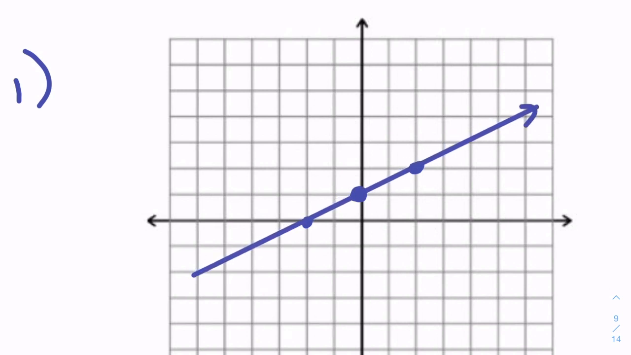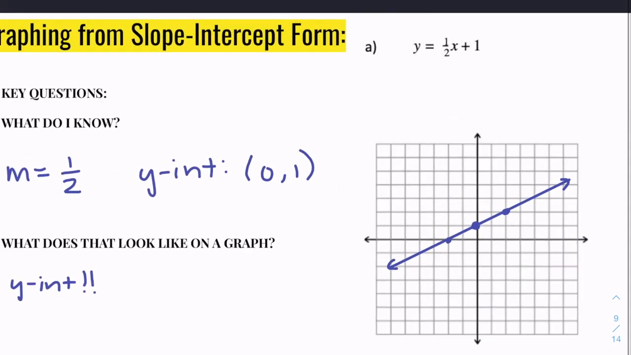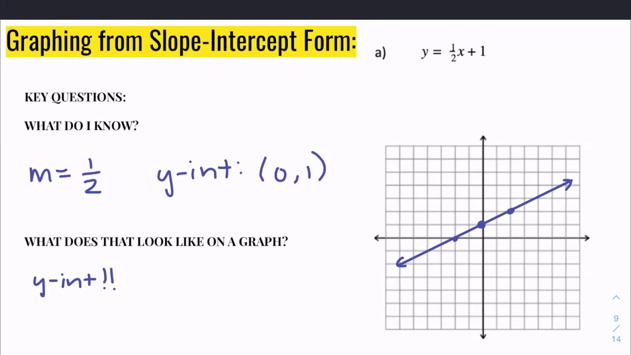And that's it, guys. You're rocking. You need your y-intercept and your slope. Again, if you do your y-intercept first and your slope second, then it's really just a matter of practicing putting your slope on a graph.